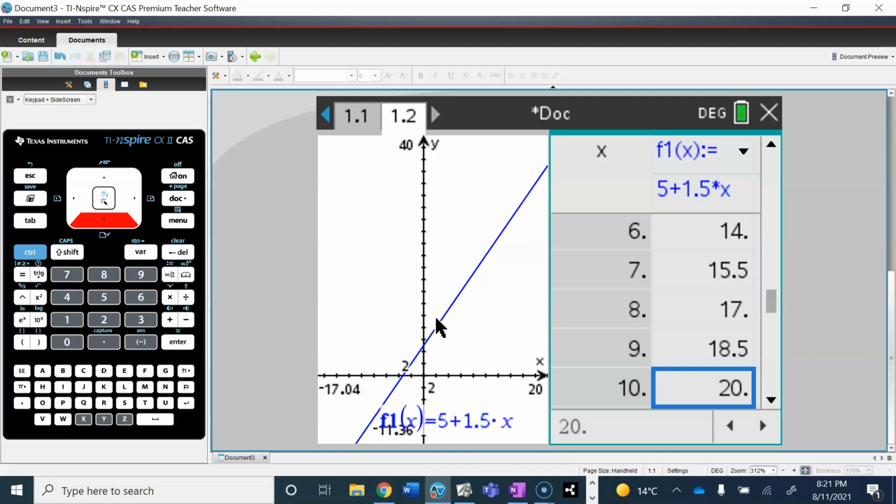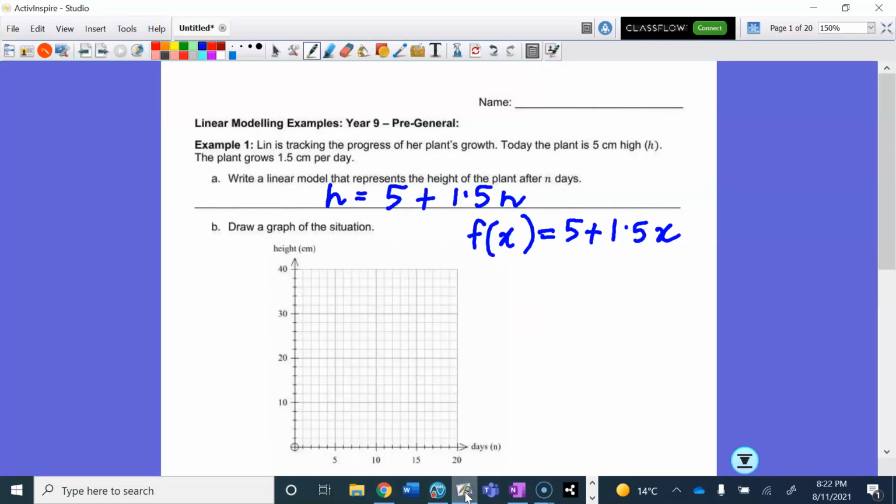Okay, so if I'm going to put this graph accurately onto my paper, if I've got a couple of accurate points on there, I can easily put a ruler between and join the dots. So if I have a look there, when N was 0, height was 5, and when N is 10, height is 20. So there's two nice points I can put on my graph easily. So I've got two accurate points there.